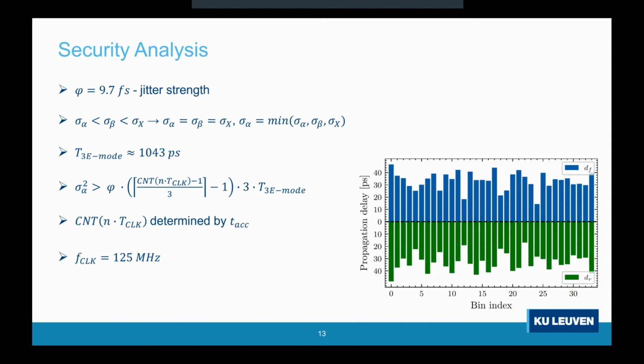Finally, the last thing that we need is to determine the propagation delays of the individual rings in the TDC. They're depicted in the figure on the right. Now, what is interesting here to note is that there are big discrepancies between the individual delays and between the falling edge and the rising edge propagation delays. So falling edges are upper half, and the rising edges are in the bottom half. So this factor will influence our entropy estimation. Finally, we set the system clock frequency to 125 megahertz. That means that system clock period is 18 nanoseconds.